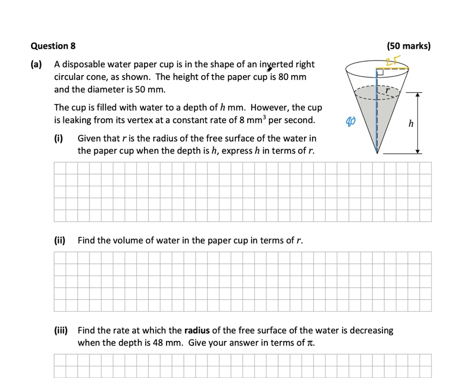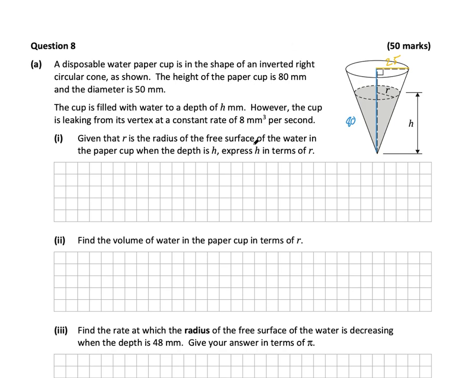And the next thing they say is that the cup is filled with water to a depth of h. However, the cup is leaking from its vertex at a rate of 8 millimeters cubed per second. Okay, given that r is the radius of the free surface of the water in the paper cup when the depth is h, express h in terms of r. So you might be looking at that going, well, geez, there's no real connection between the two there.